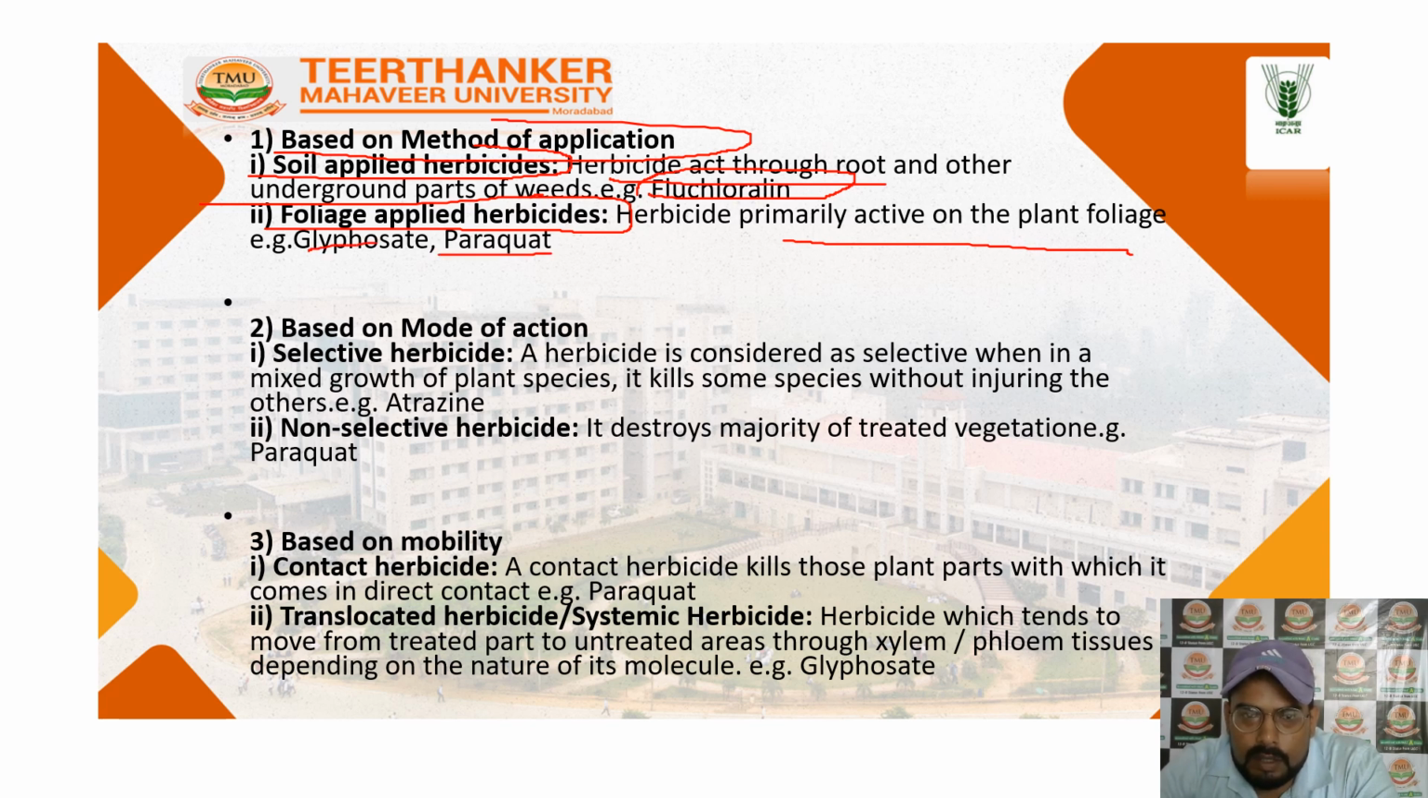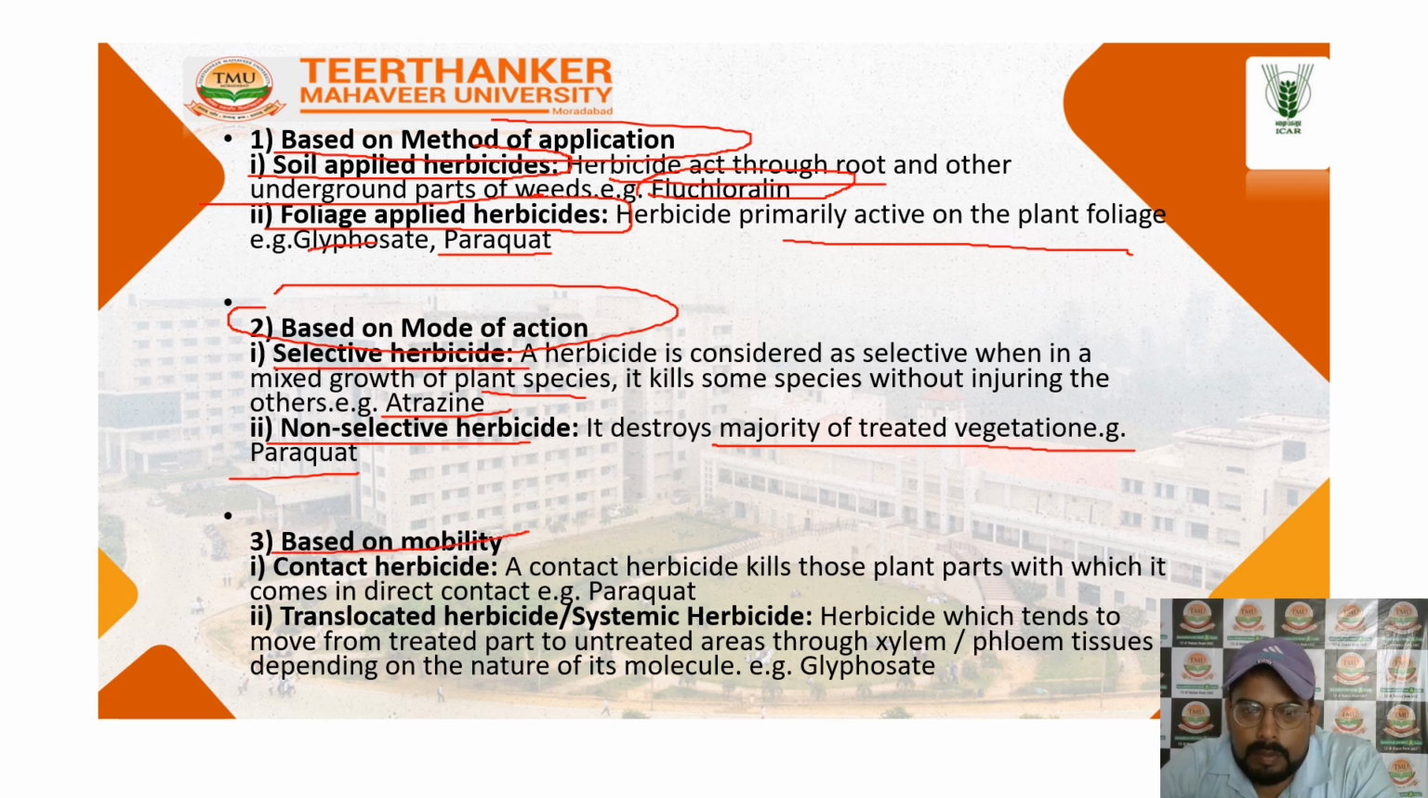So next is the classification based on the action of the herbicide. First, selective herbicides. These herbicides are considered selective when, in a mixed growth of plant species, they kill some species without injuring the others, like atrazine. The second is the non-selective herbicide, which destroys the majority of treated vegetation, like paraquat.